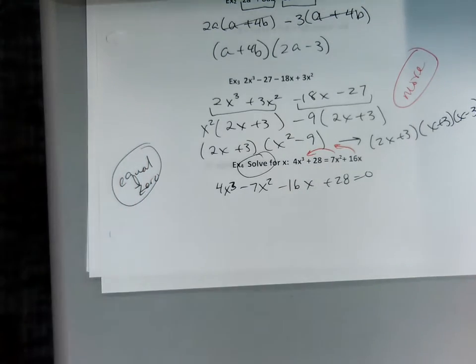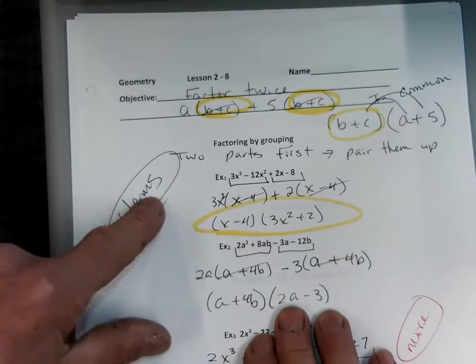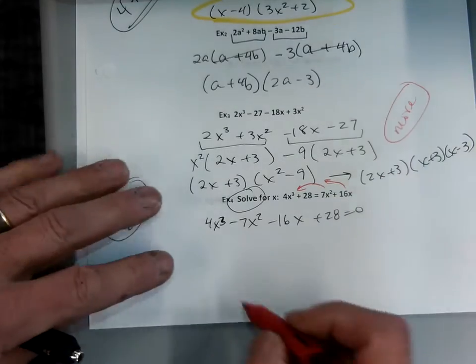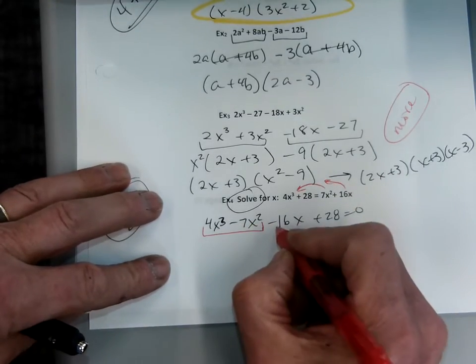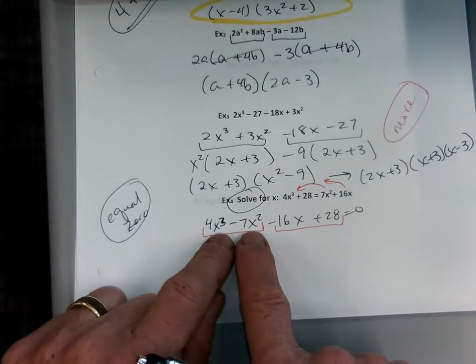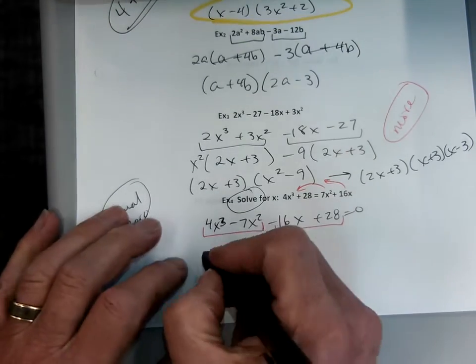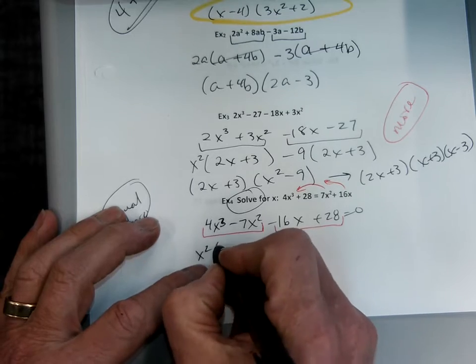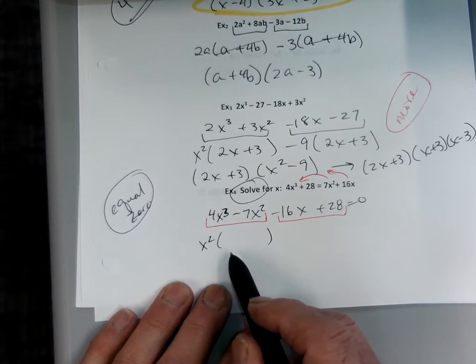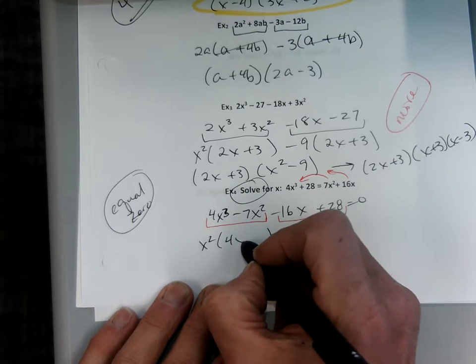Okay? So 4 terms, right? What did I say? 4 terms. We pair them up always, right? Let's pair them up. I want to put these two together and these two together, okay? So what do you see? The first two, what do they have in common? X squared. And what would come out is an x squared. What's left inside? 4x minus 7. Good.